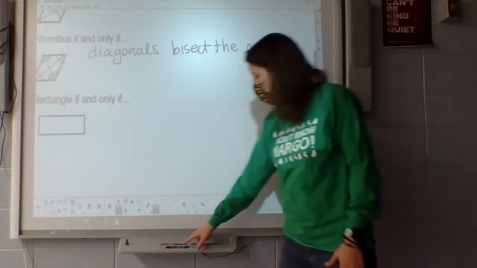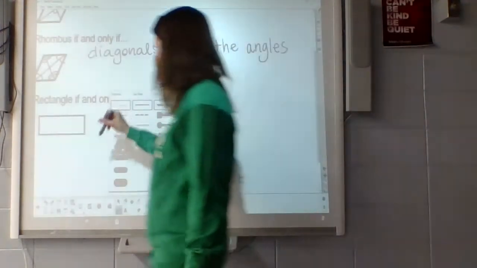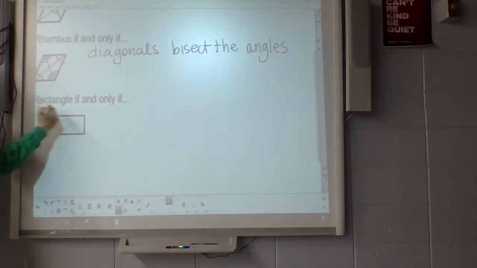Now it becomes a rectangle if the diagonals are congruent. So I'm going to draw and label them.